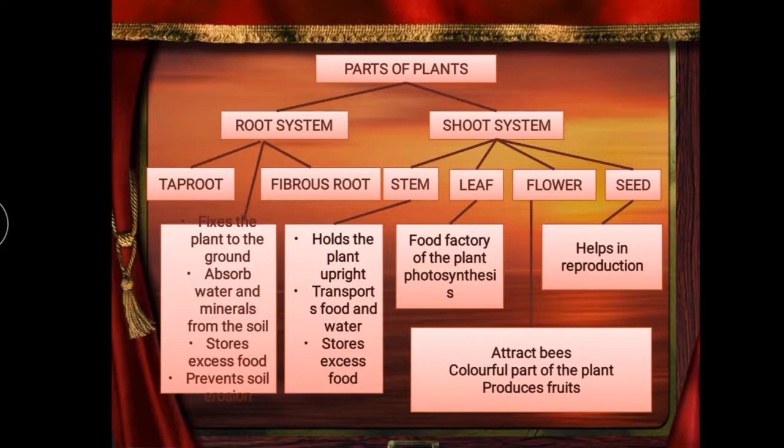Then the shoot system. What are the parts of the shoot system? Stem, leaf, flowers and seed. What does the stem do? It holds the plant upright, transports food and water, and stores excess food. Then the leaf is the food factory of the plant, through the process of photosynthesis. Then the flower attracts the bees. It is a colorful part of the plant and it produces fruits. Then seeds help in reproduction. Do you understand?